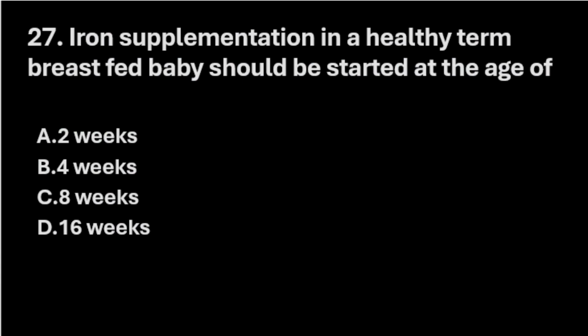Iron supplementation in a healthy breastfed baby should be started at the age of option A 2 weeks, option B 4 weeks, option C 8 weeks, and option D 16 weeks. The answer is option D 16 weeks.